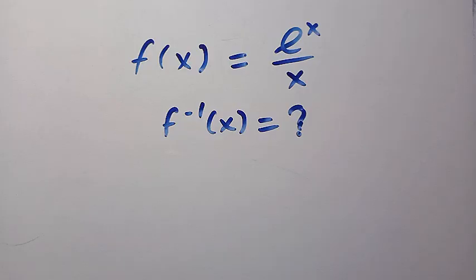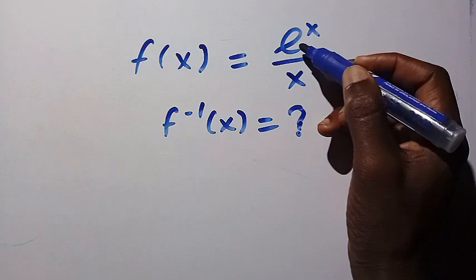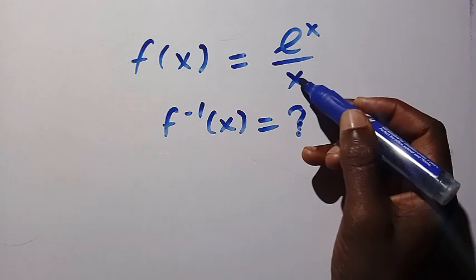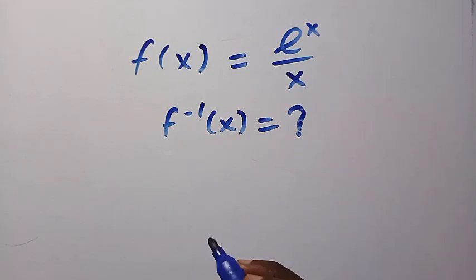How to solve these functional equations? We are given f of x equals e to the power x divided by x. Then, what is f inverse of x? Does this relation exist? Let's see how we can find f inverse of x. e is Euler's number to the power of x, and we have this over x.